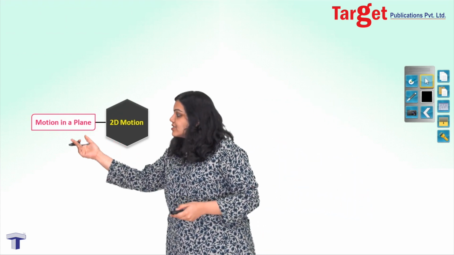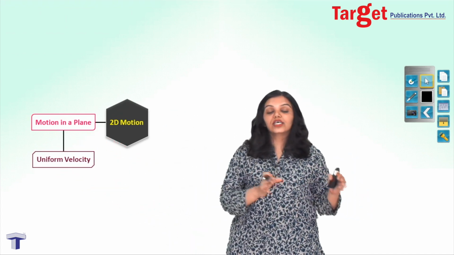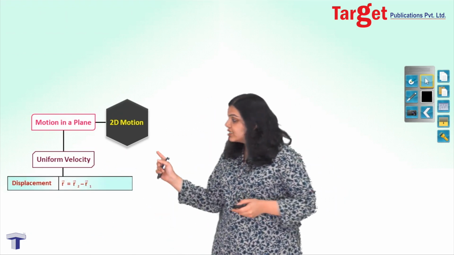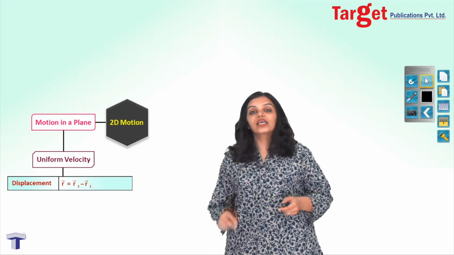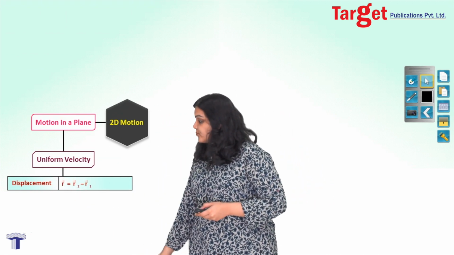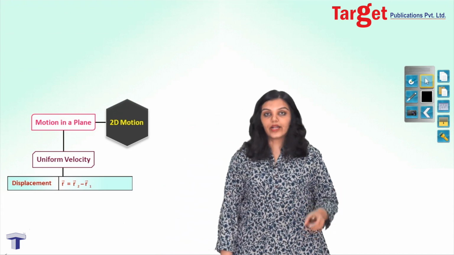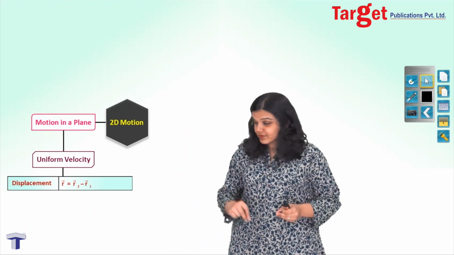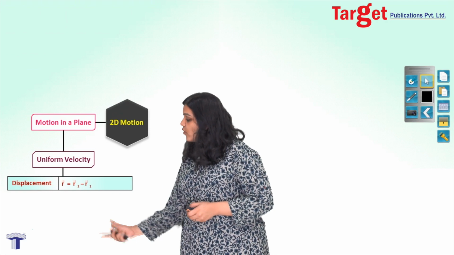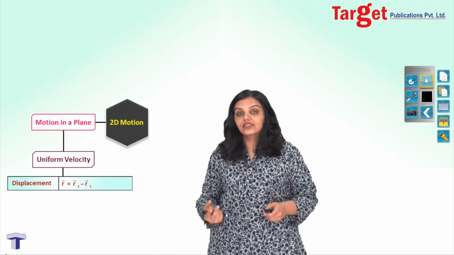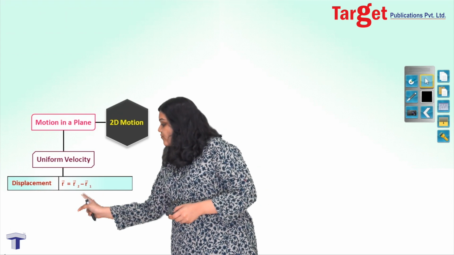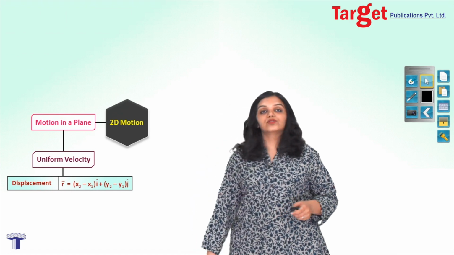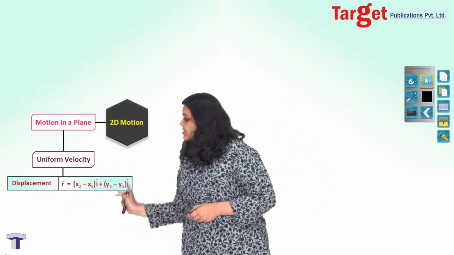So under motion in a plane, let's look at the first condition, that is when an object is moving with uniform velocity. When an object is moving with uniform velocity, we have certain terms, that is a displacement vector, which is r is equal to r2 minus r1. Now the displacement vector is nothing but the difference between the position vectors. As you can see, these are vectors and therefore the difference between two vectors can also be written as the difference between their components, and therefore r2 minus r1 can also be written as x2 minus x1 i cap plus y2 minus y1 j cap. So this is a displacement vector.